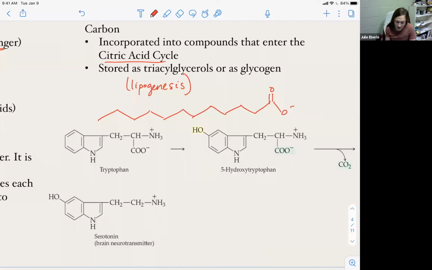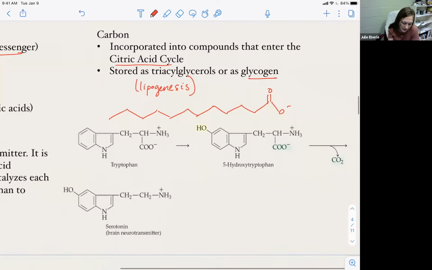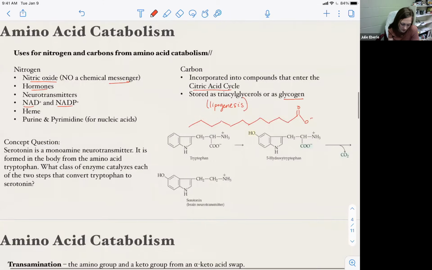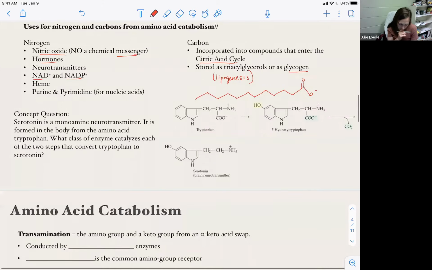So lipogenesis is one route those carbon atoms can go to. It could be stored as glycogen. Okay, we know carbohydrates, glucose, fructose, mannose, all kinds of monosaccharides, disaccharides, those carbon atoms can be made for the biosynthesis of those and stored as glycogen if we need it, or they can be used to build new proteins as well.